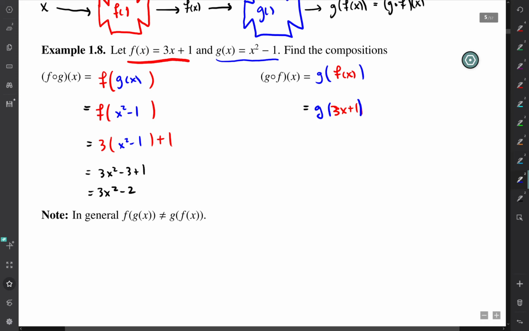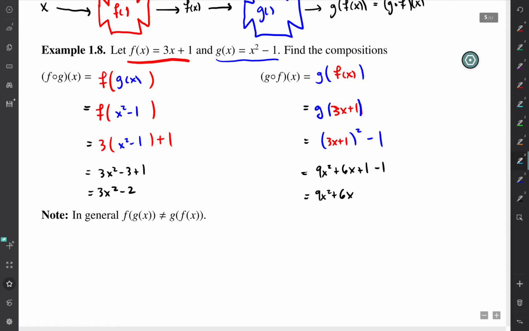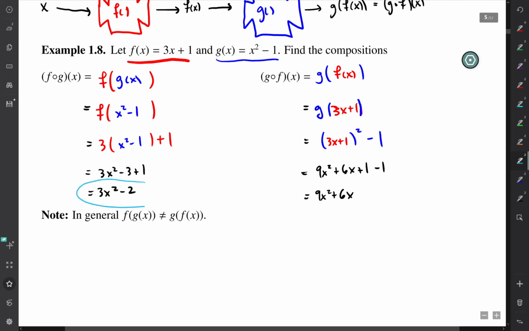So in this case, I'm going to get something squared minus 1. And that something squared is 3x plus 1. Okay, so when I work this out, when I square 3x plus 1, I get 9x squared plus 6x plus 1, and then minus 1. So that should be 9x squared plus 6x.